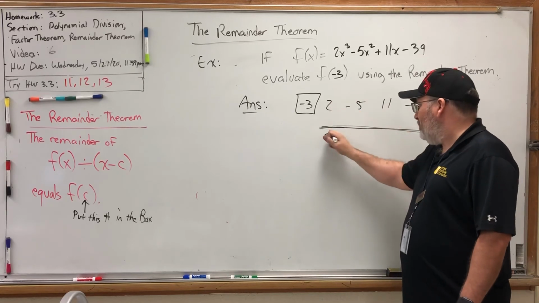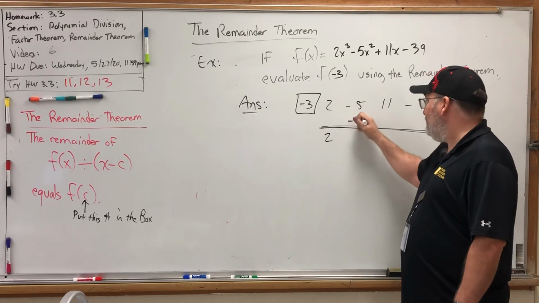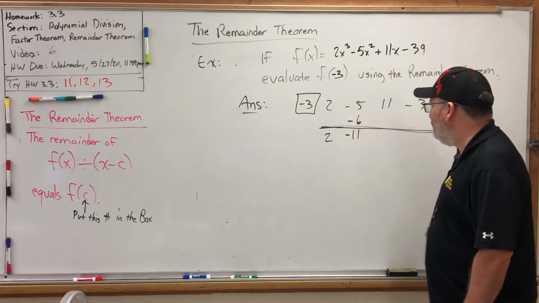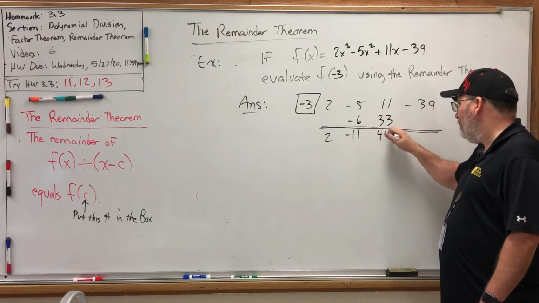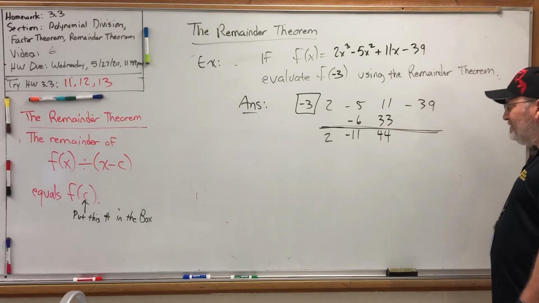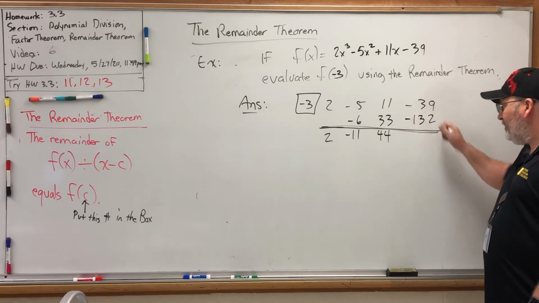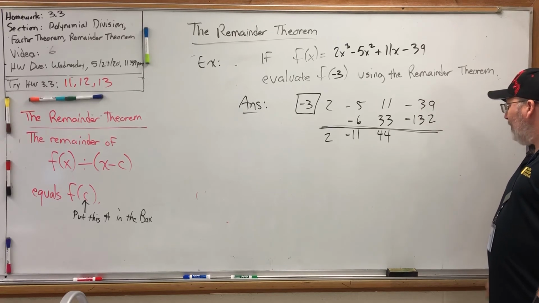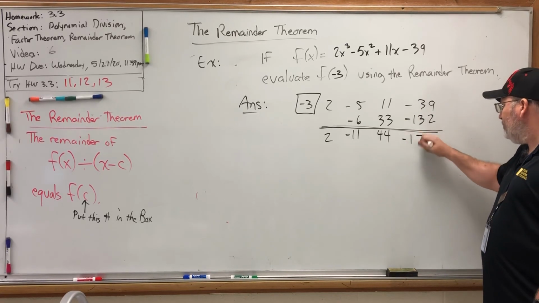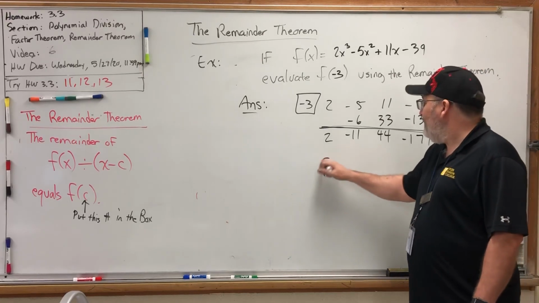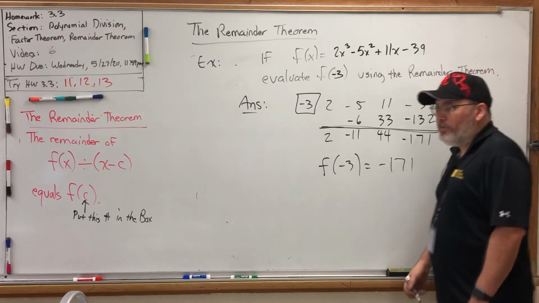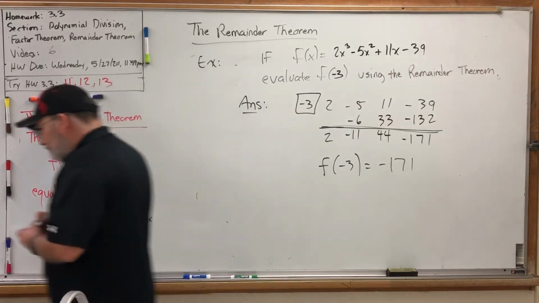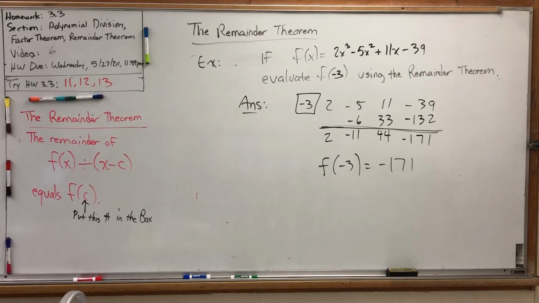All right, add up the first column to get 2. 2 times the box is -6. Add to get -11. -11 times the box is 33. Add to get 44. 44 times the box is -132. Let me double check that. Yes. And when I add up the last column, I'll get -171. So that means if I plug -3 into the function, I'll get -171. And that's all the remainder theorem says. Don't send a number into the function, put it in the box and run it through synthetic division.